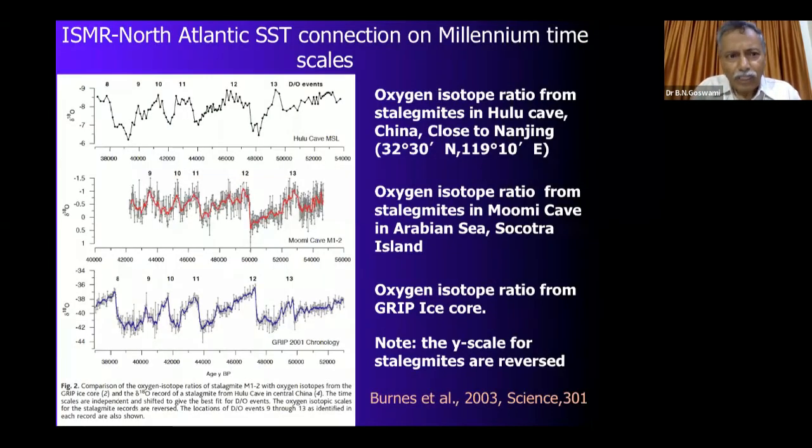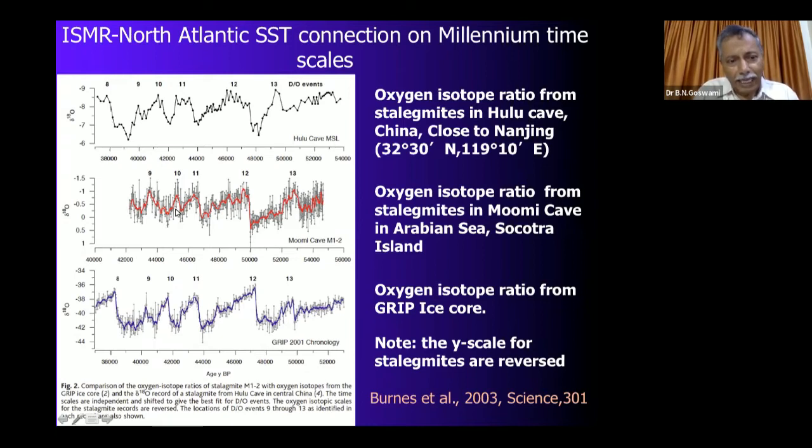So these are some of the relationships which I will not go into great detail, but this study showed that on millennium time scales, these are records from the Greenland ice core, from the oxygen isotope records, from which you can get temperature variability. These oscillations are related to what are known as Dansgaard-Oeschger oscillations, which are about 2 millennial oscillations, so a very slow oscillation.